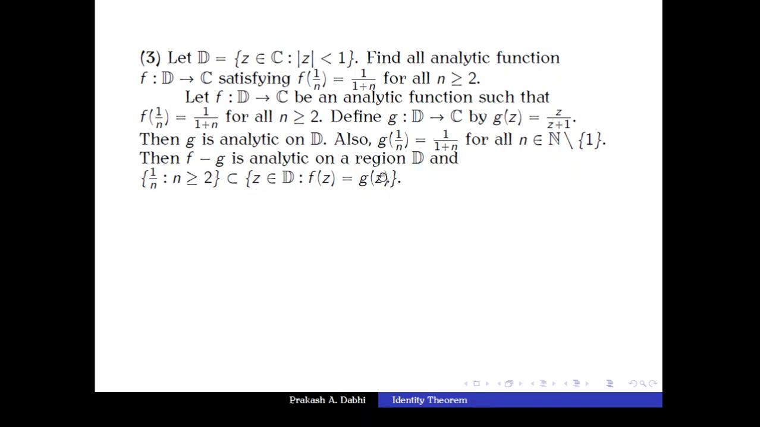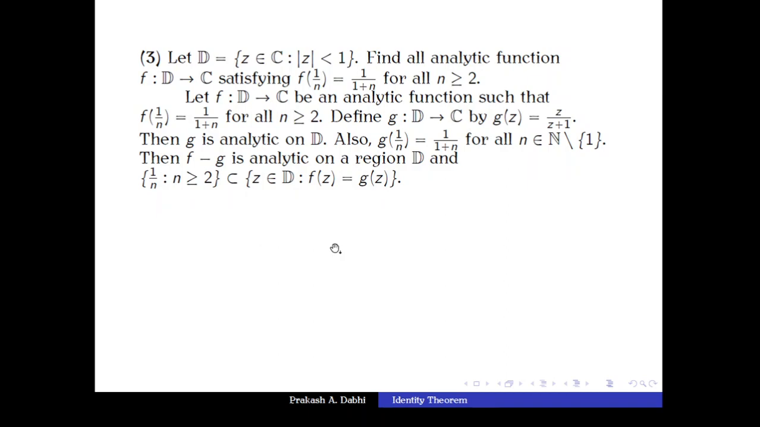So the set of all points z in D such that f of z equals g of z contains the set 1 upon n, where n is greater than or equal to 2. And we know that the set 1 upon n, n greater than or equal to 2, has a limit point, namely 0. So because 0 is a limit point of the set of z in D such that f of z equals g of z, and 0 is an element of the domain.